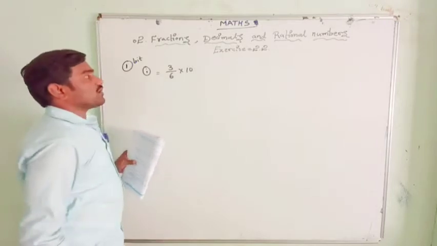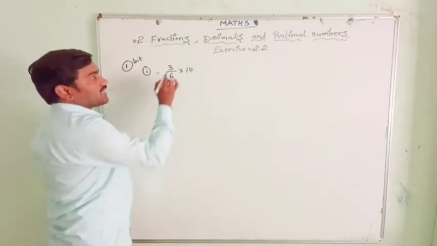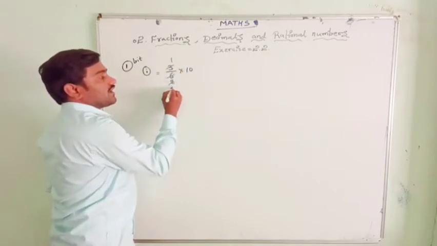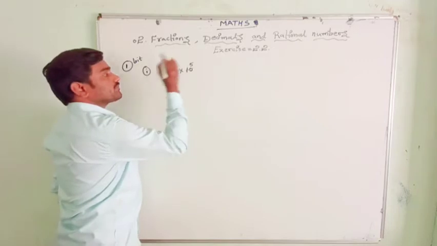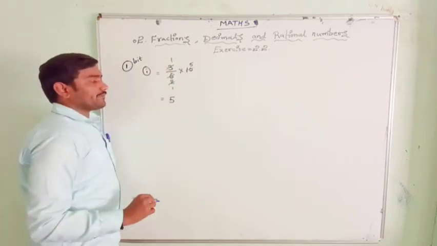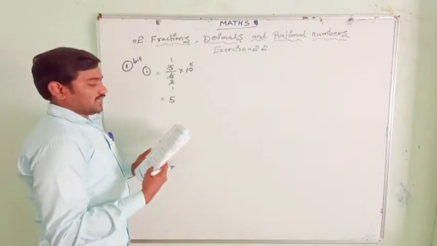So let us solve this problem now. This is the first question. Now see, is there anything that we are able to cancel here? Yes. 3 ones are 3, 3 twos are 6, and 2 ones are 2, 2 fives are 10. So what we get here? 5. Here 5 is our answer actually.